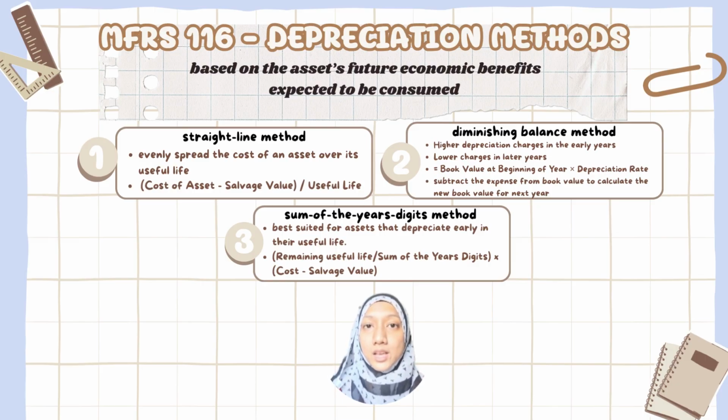Another used method is the sum of the years digit method. It is best suited for assets that depreciate early in their useful life. This flexibility highlights professional judgment and ensures financial statements remain both reliable and relevant.